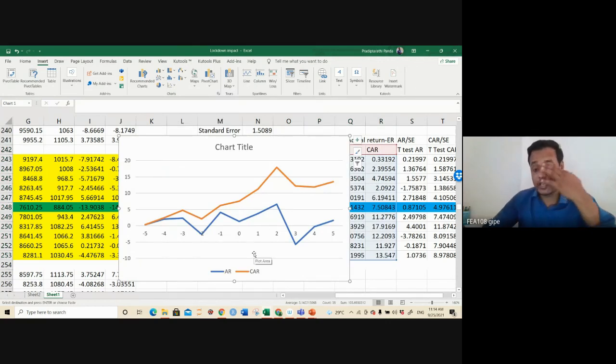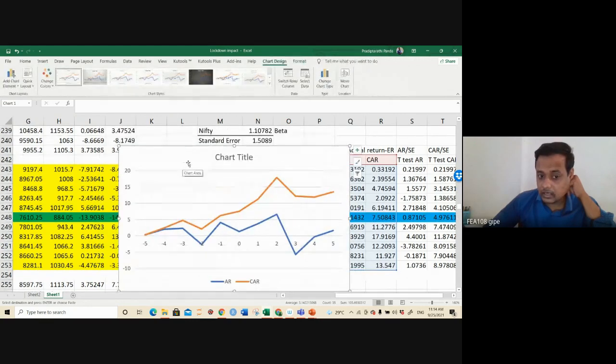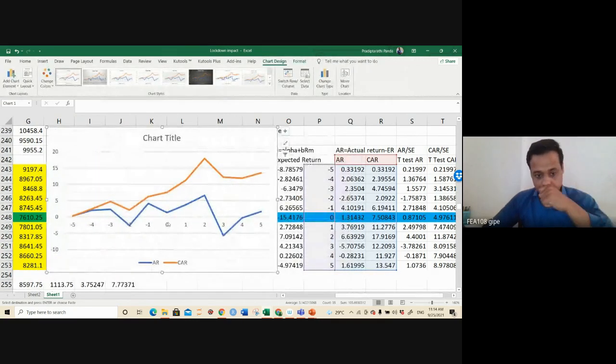So plot this AR and CAR. Now this 0 is your event day. After event day, it is impacted. The AR has impacted or not impacted. The countrywide lockdown is positively impacted or negatively impacted to Reliance share or Reliance abnormal return.